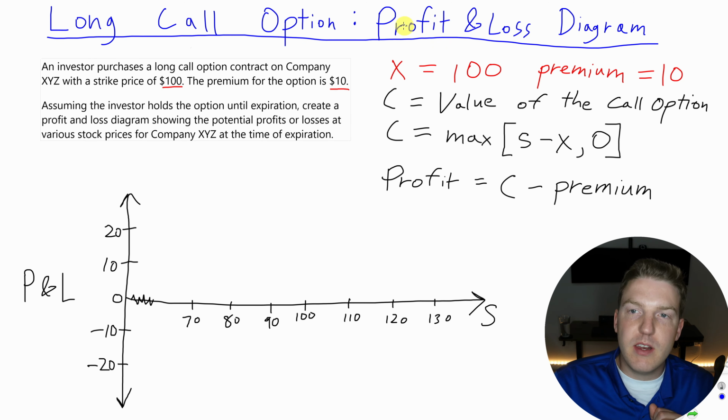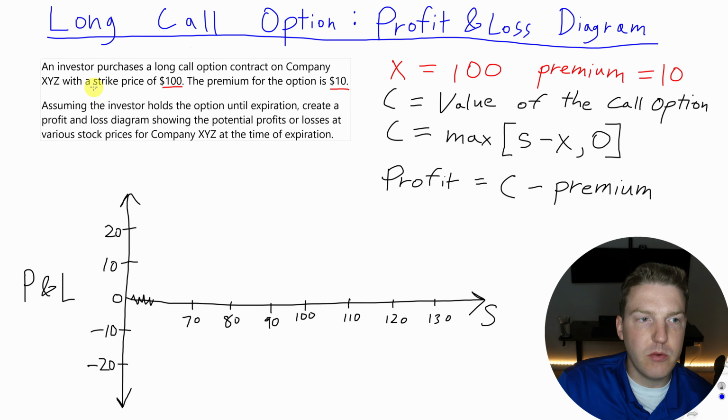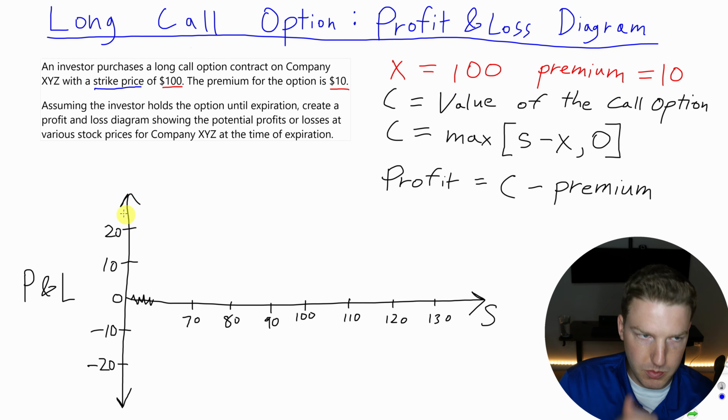Let's draw the profit and loss diagram for a call option in which we are long. So we own this call option. Let's read the example real quick. An investor purchases a long call option contract on company XYZ with a strike price of $100. The strike price is the amount that we're able to buy this stock at. So $100, that's why I put X, exercise price, equals 100. The premium for the option is $10. So we paid a $10 premium to purchase this option in the first place.